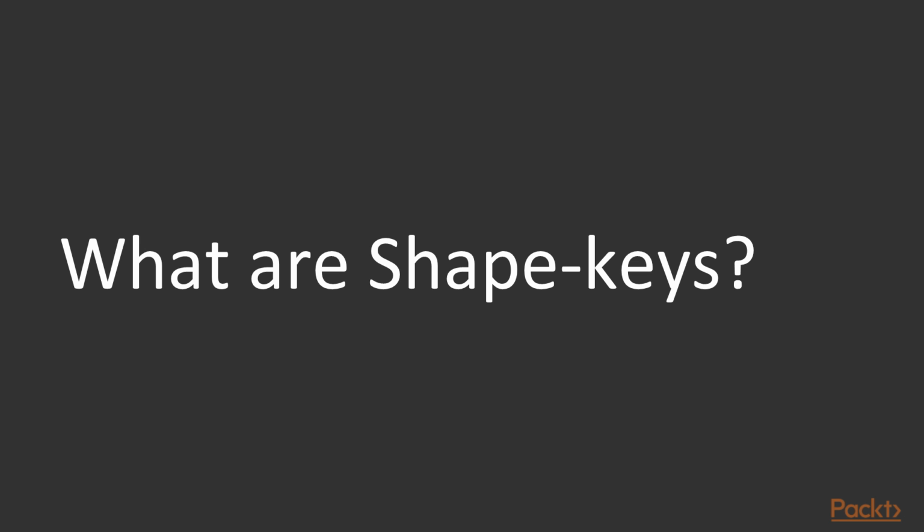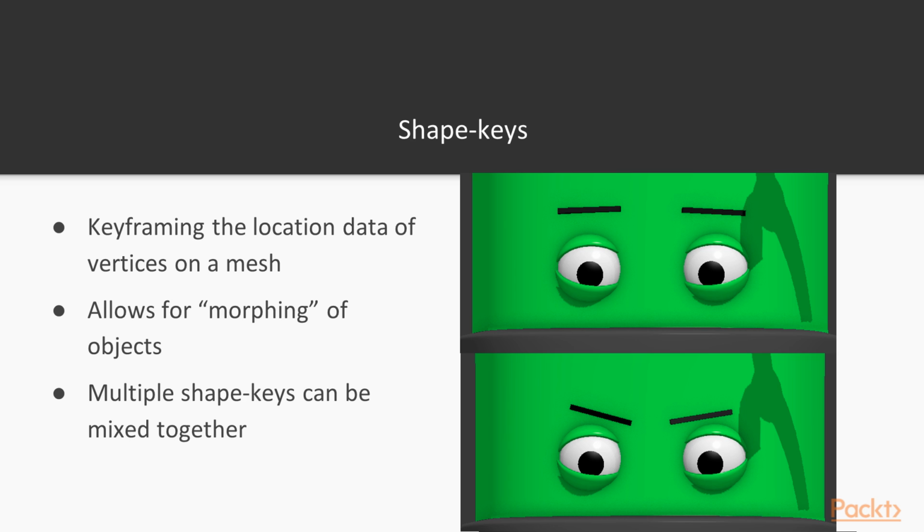Now that we know what a rig is, we are going to learn about shape keys. Shape keys in their simplest form are basically a keyframe of location data from each of the vertices on a mesh. This means that we can keyframe vertices in one position and then move the vertices in a later frame to resemble a different shape. This basically is referred to as morphing in its extreme. The advantage to using shape keys is that they can be mixed together to provide a large amount of variation.